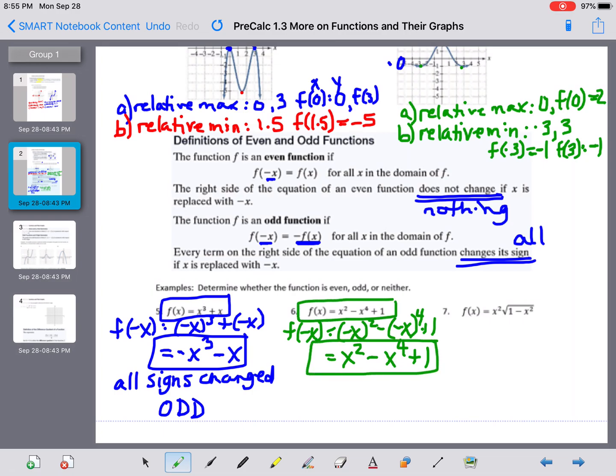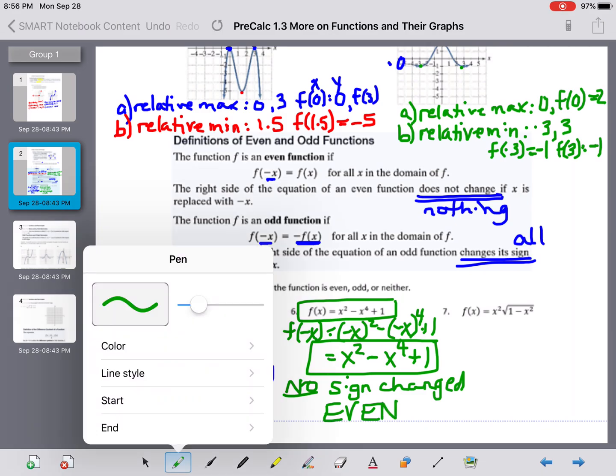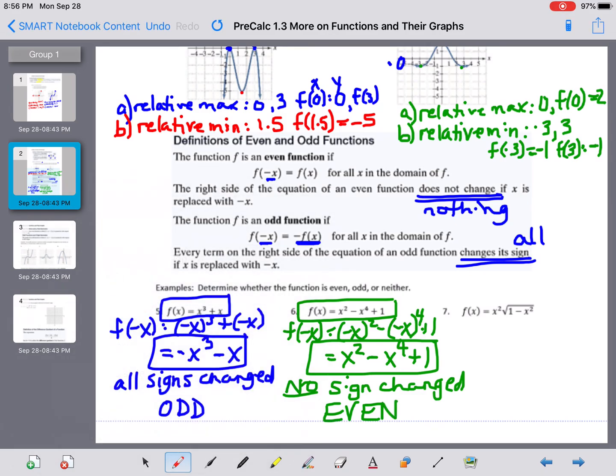Here's the function when I started. What happened? From the beginning to the end, I ended up with no signs changed. And because no sign changed, I have an even function. Okay. All right, third one. Square root function.